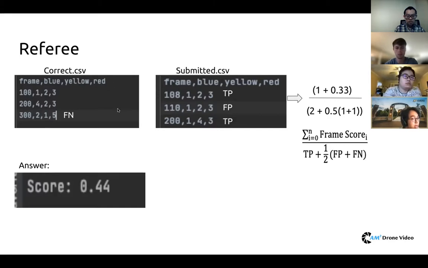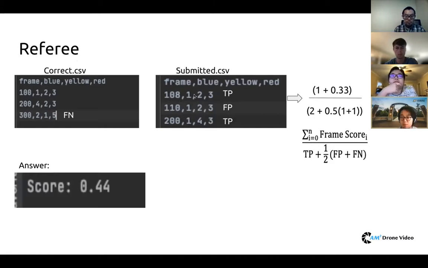And as I mentioned, there will be a threshold, which means you can submit a frame within the threshold. So in this specific example, the threshold is 10, which means you can submit a frame number between 90 and 110 as a valid frame for frame 100. In submitted.csv is submit frame 108, so it is counted as a true positive.